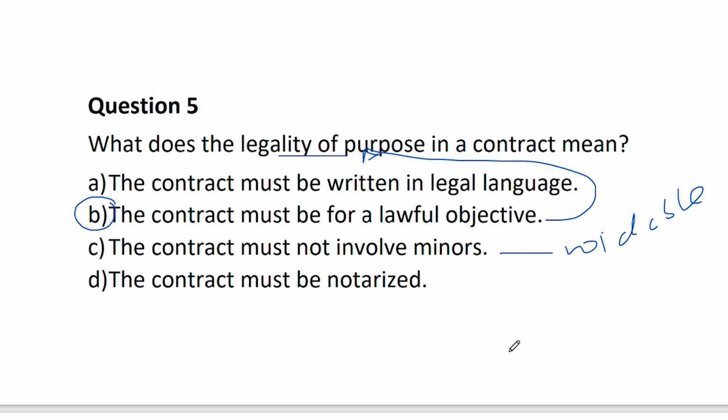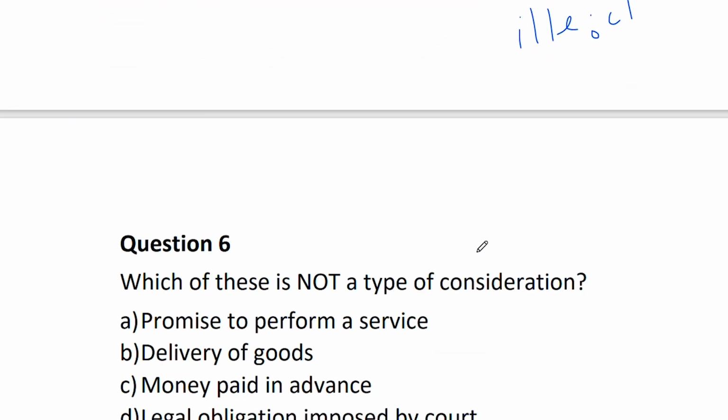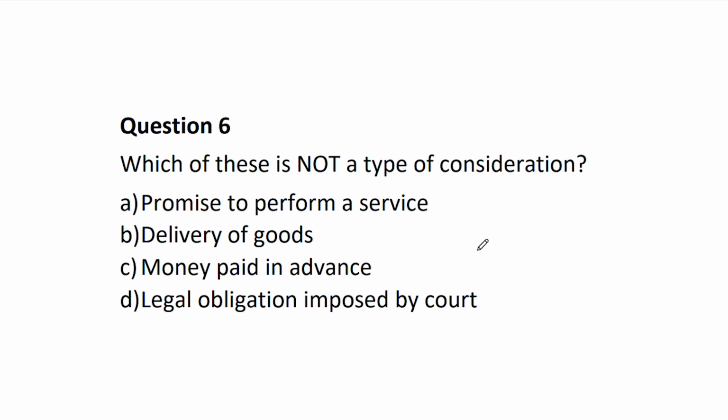Otherwise, you just have a contract, but it becomes an illegal contract. So these things are easy, man. Anyway, which of these is not a type of consideration? Remember we said consideration is pretty much the price you pay for you to get into a contract. So which of these is not that?